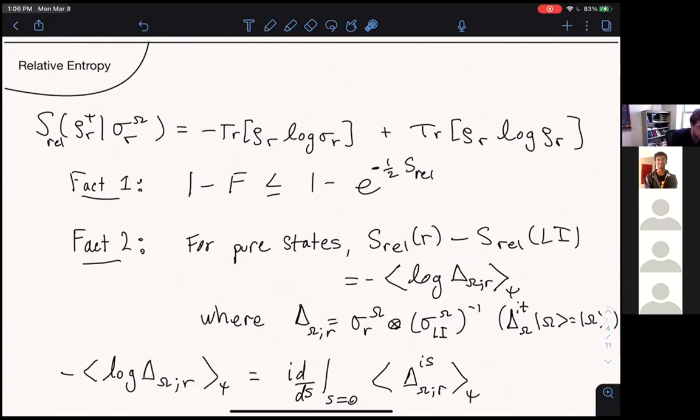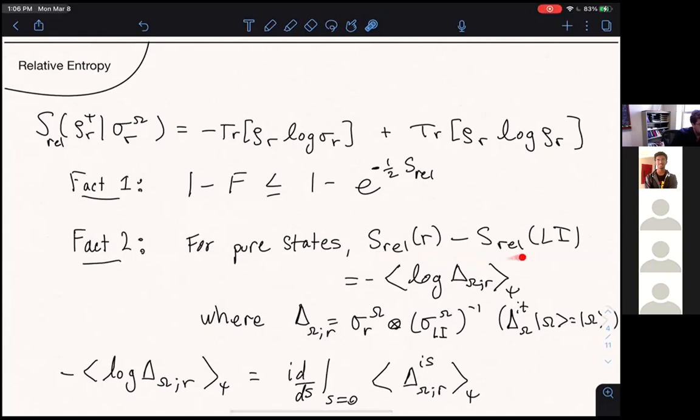Just intuitively speaking. That intuition can be made slightly more rigorous just by noting that there's actually a bound between 1 minus the fidelity and the relative entropy. So when the relative entropy is small, this quantity is close to 0, and that means that the fidelity needs to be close to 1. So indeed, when the relative entropy is small, the fidelity needs to also be close to 1.